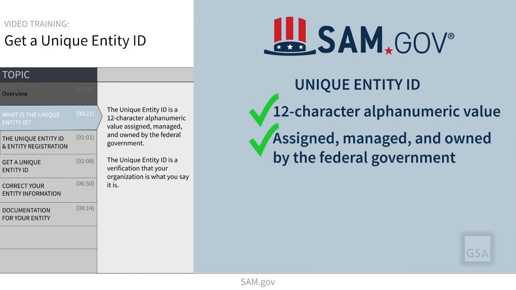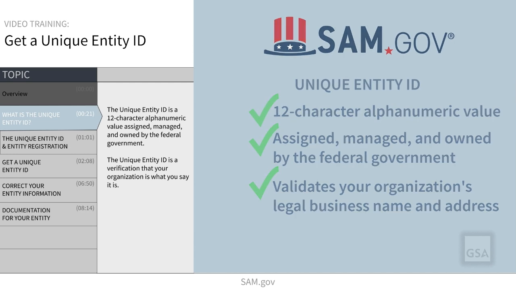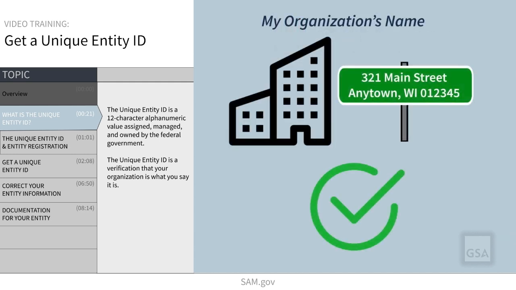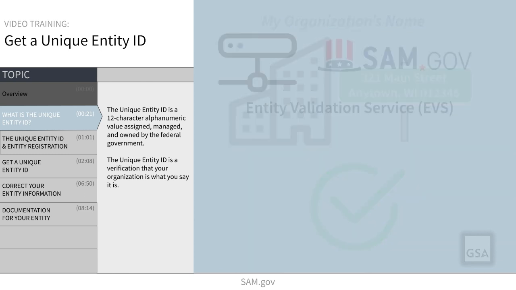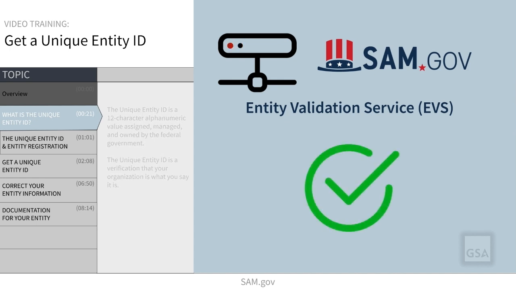When you request a unique entity ID, your organization's legal business name and address will be validated. Validation is a verification that your organization is what you say it is. SAM.gov uses an Entity Validation Service, or EVS, to independently verify the existence and uniqueness of an entity.